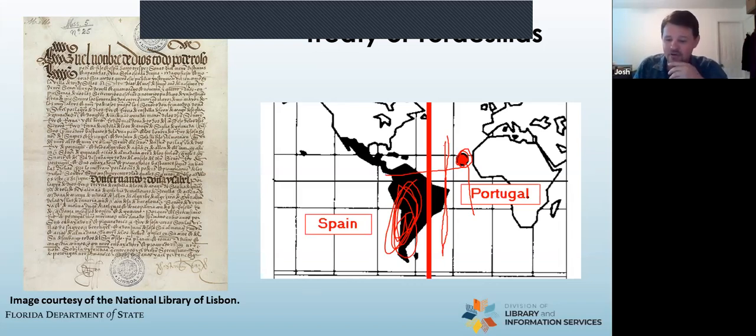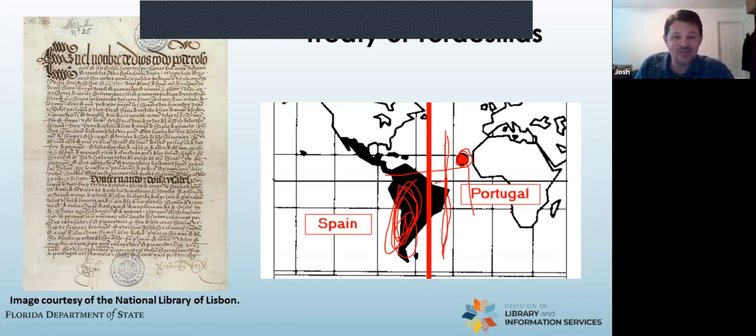And this is concluded in 1494. What it does is it takes the Inter Caetera line and moves it to the west a little bit, to 370 leagues west of the Azores, and it runs right down what's now the middle of Brazil. So it essentially says, Spain, you get everything to the west of that line. Portugal, you get everything to the east of that line.